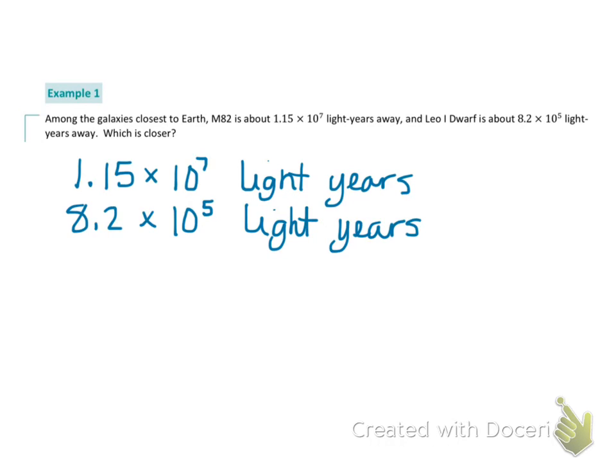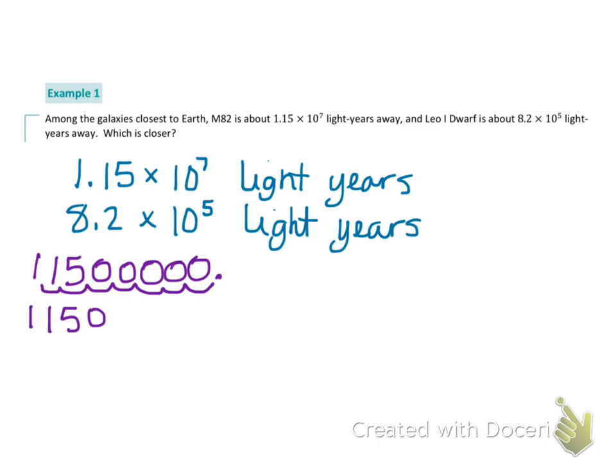So one thing I could do is write these as decimal numbers. I'm going to do this first one. I'm going to add enough zeros so that I can move the decimal place 7 places to the right. So 1, 2, 3, 4, 5, 6, 7. That gets it right there. So that's this number, 1,150,000. I'll put some commas in, and that's the distance, still in light years.